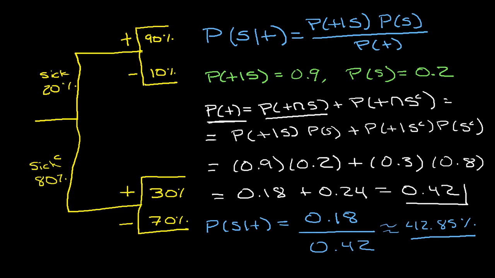Finally, to conclude, Bayes' theorem tells us how we should adjust our belief in an event. For example, before we knew the result of the test, the probability of being sick is just 20%. But after we know that the test is positive, we have to switch from 20% to 42%, more than twice as much as the original probability. That's one very useful thing that Bayes' theorem helps us with.